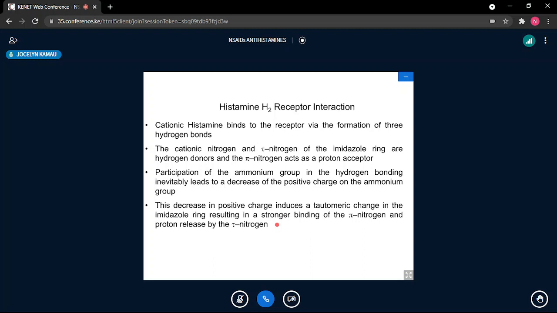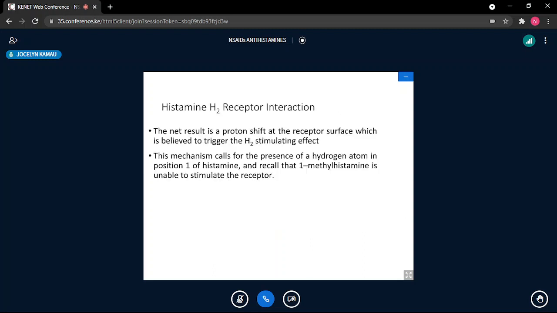Remember, we want it to bind the receptor well to trigger the acid release. So we are only looking at how histamine interacts with the receptor. It interacts through hydrogen bonds. The net result is a proton shift at the receptor surface, which is believed to trigger the H2 response.